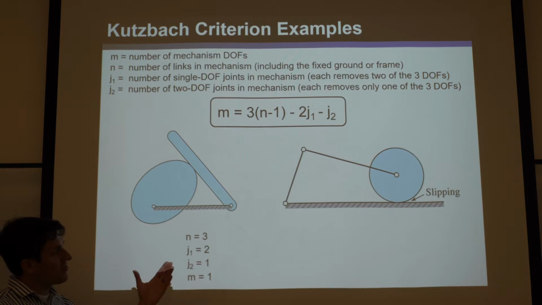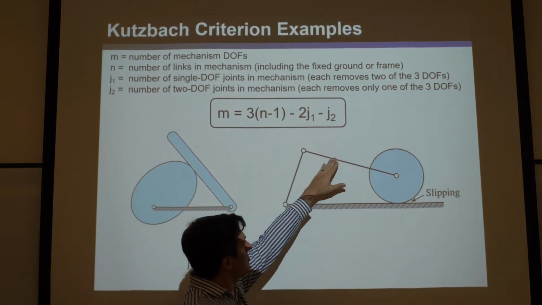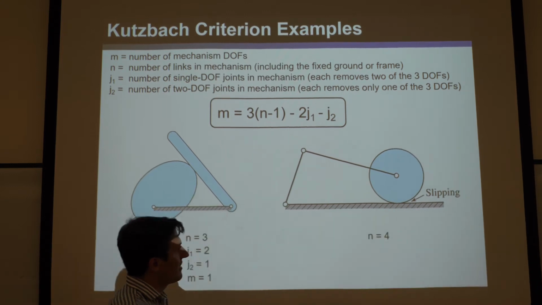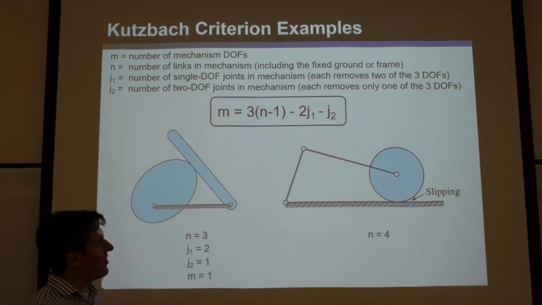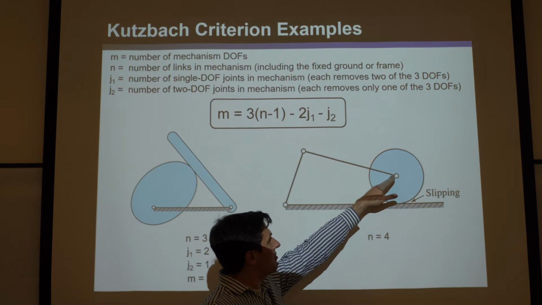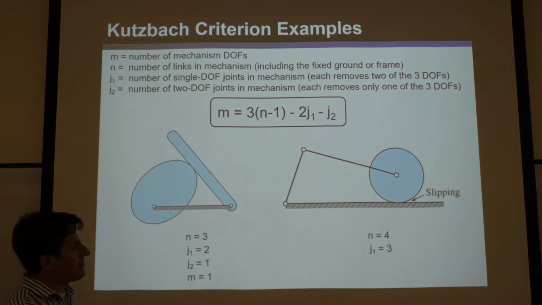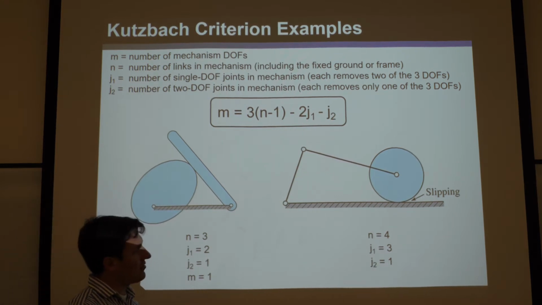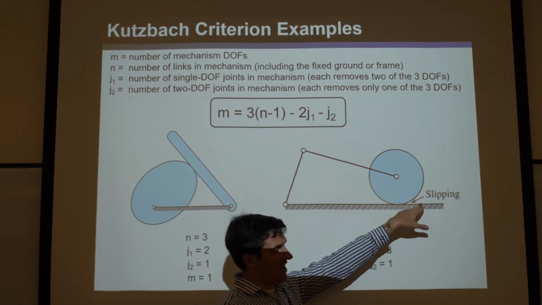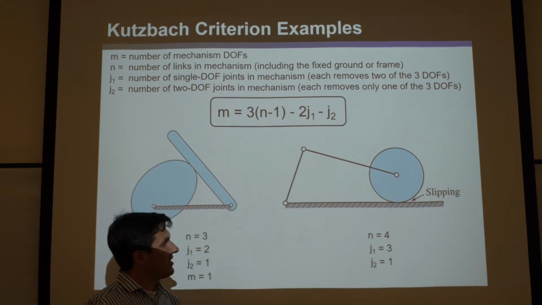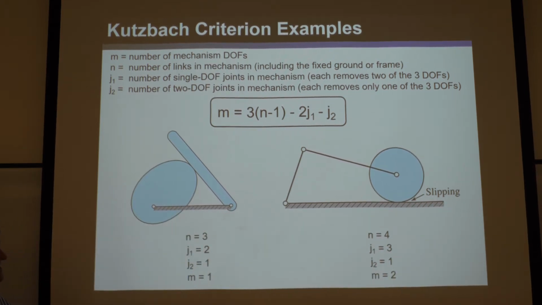All right, so let's do Kutzbach, okay? How many links are there? Well, there's 1, 2, 3, 4. Okay, how many J1 joints are there? Well, there's 1, 2, 3. This one has 2 degrees of freedom, so you don't count it. So there's 3 revolute joints there, 3 J1s. Okay, how many J2s are there? Well, I already said this has 2 degrees of freedom. It's rolling and slipping. So it's 1. Do the mobility of that, and it's M2. So it apparently has 2 degrees of freedom.